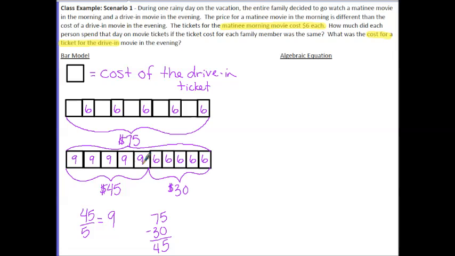Let's answer the other question, how much did each person spend that day on a movie ticket? Well, if they went to a morning matinee for $6 and an evening drive-in for $9, they each spent $15.